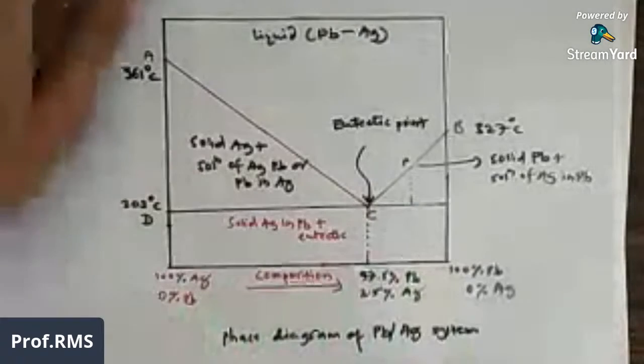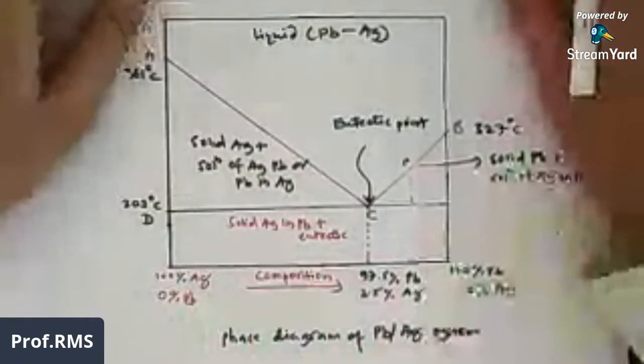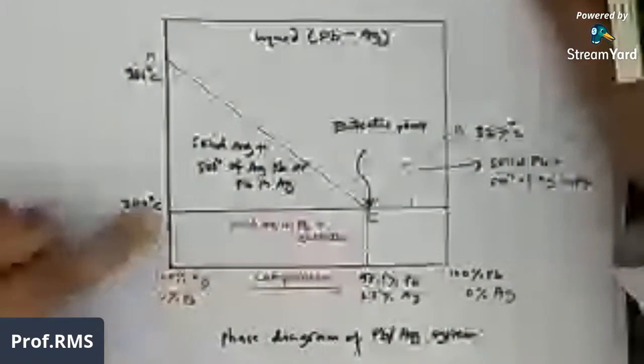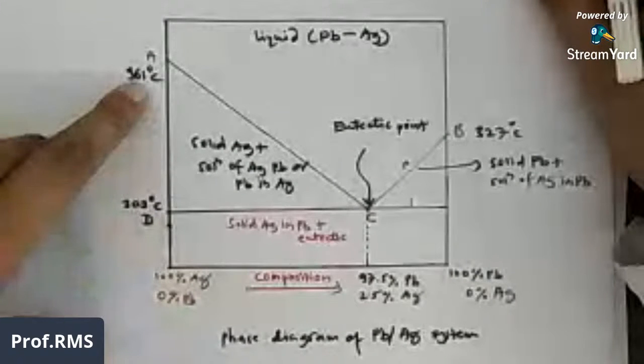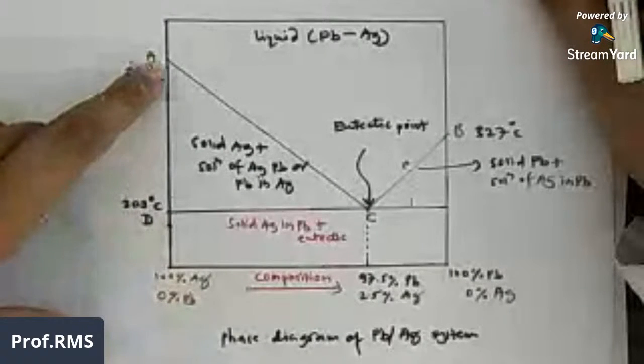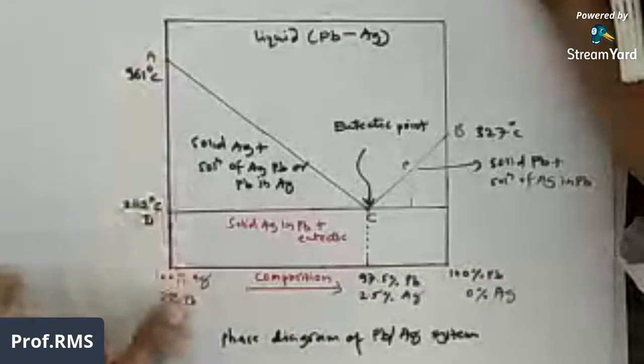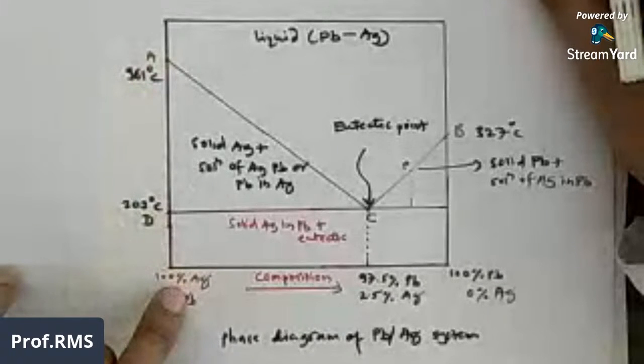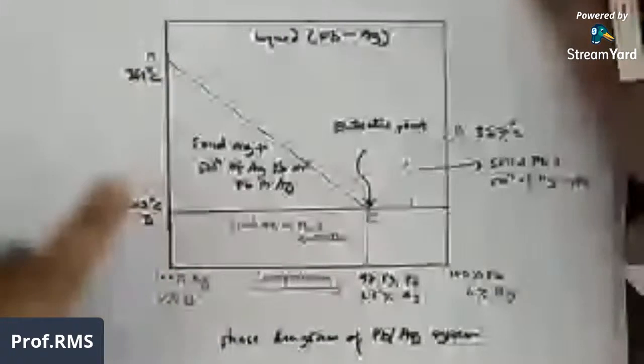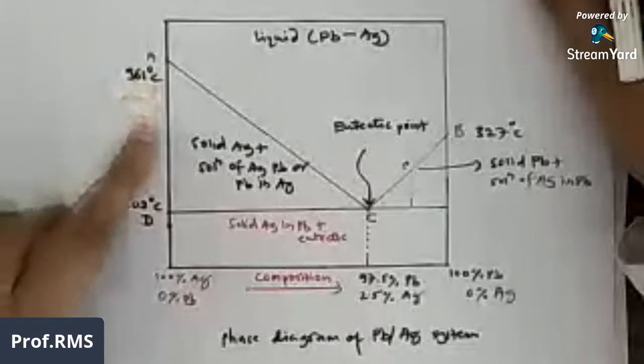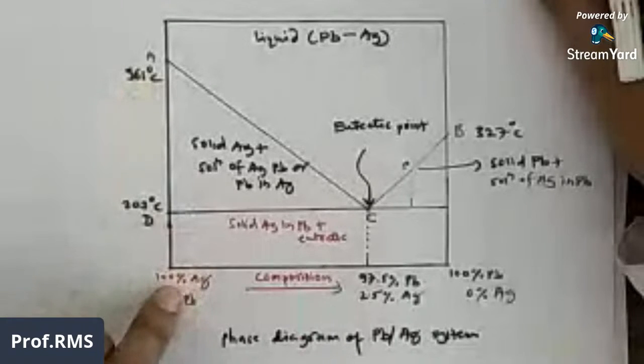Now you can see here 961 degrees Celsius. Actually, it is the melting point of pure silver. What is that? 961 degrees Celsius. It is the melting point of pure silver.